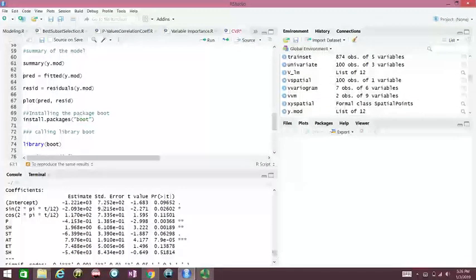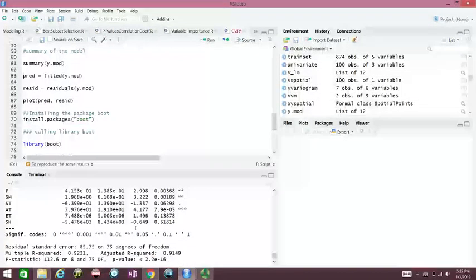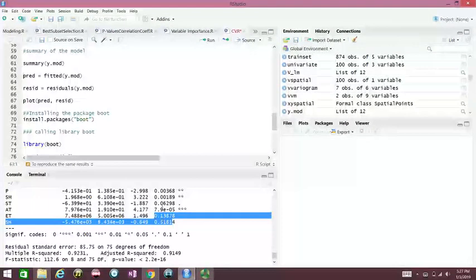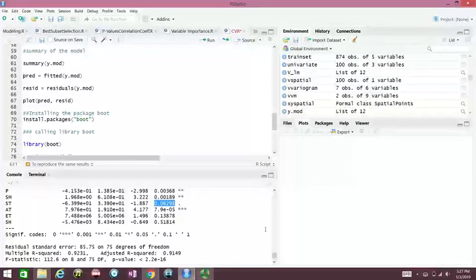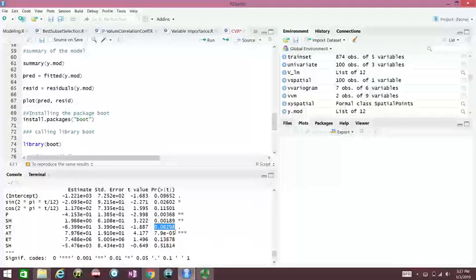So you have the estimates or coefficients here. The standard error. You have the t value. You have the p value. You have the sine, cosine, and the P, SM, ST, AT, ET, and SH. And you have the p values up here. Which ones are statistically significant? But this is not the purpose. For instance, SH is not; the significance level here is 5%. So we know that these are already eliminated, since they are greater than 0.05. This one also is eliminated, greater than 0.05. This one is included, this one is eliminated, greater than 0.05.